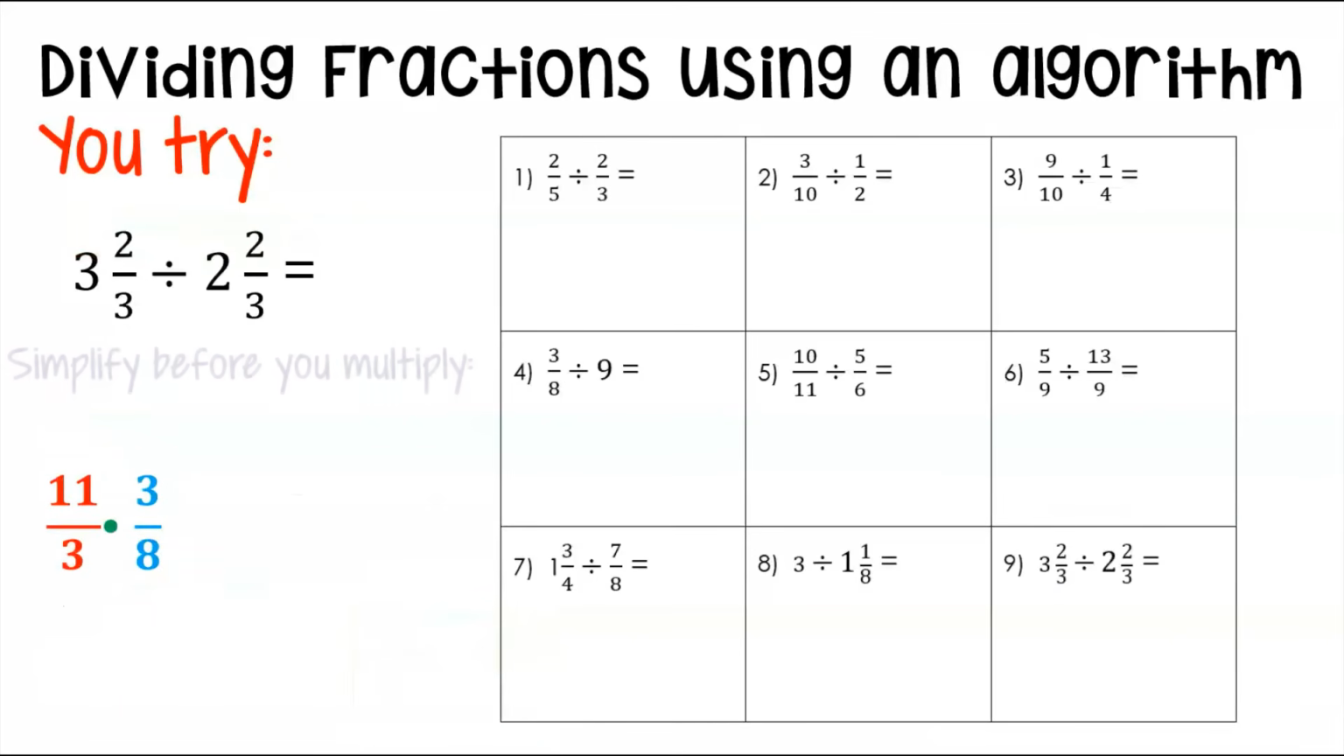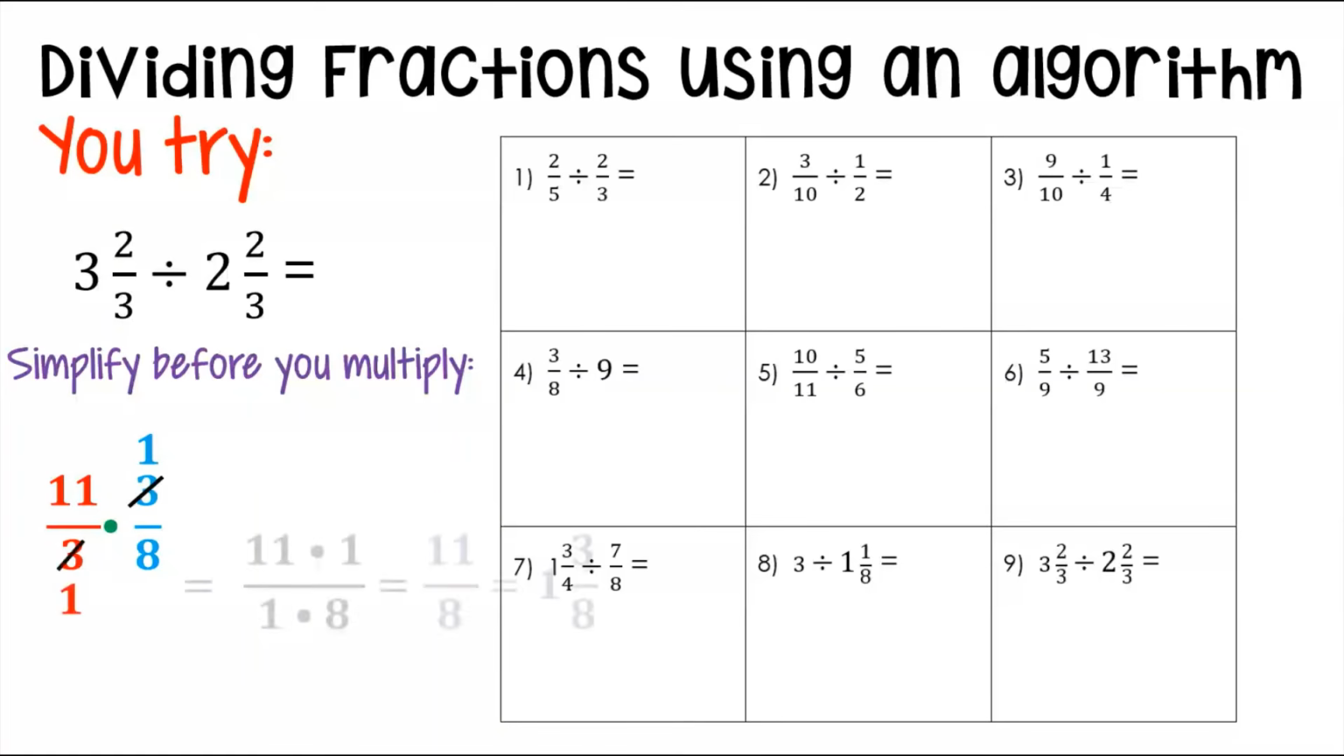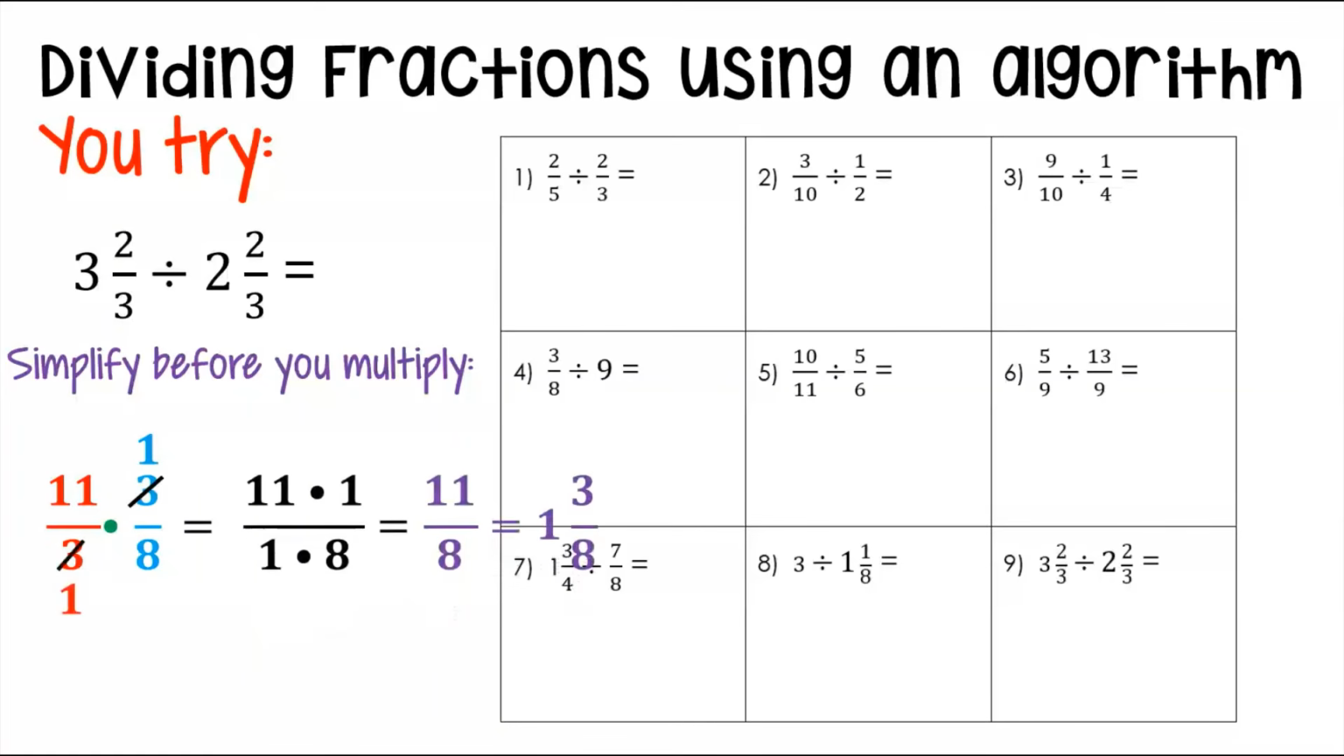And don't forget, we can simplify before we multiply. 3 on the top can be factored out with 3 on the bottom. They're both divisible by 3. When we divide by 3 on the top, we get a 1. When we divide by 3 on the bottom, we get a 1. And then we can simply multiply across. We're still going to get 11/8 or 1 3/8.